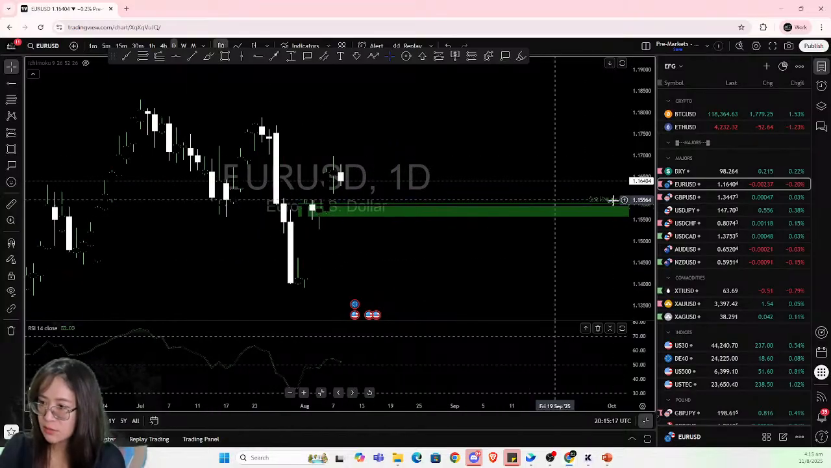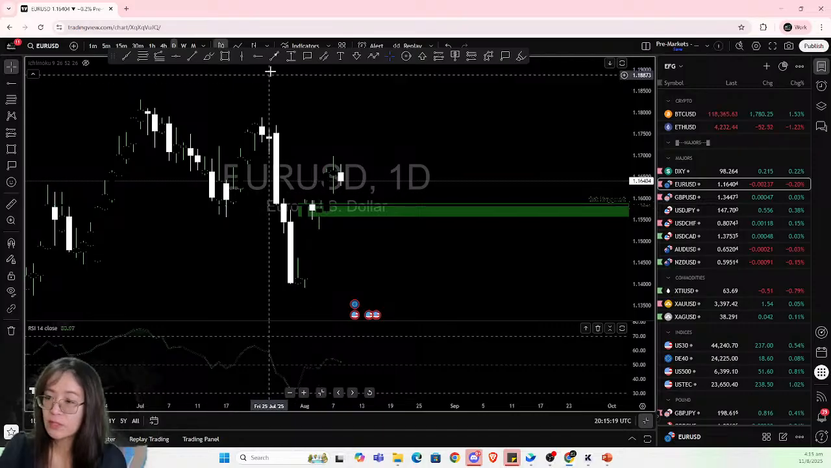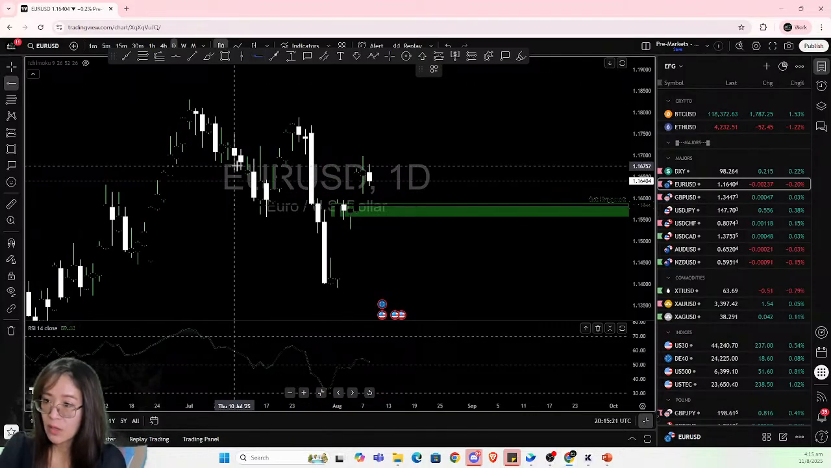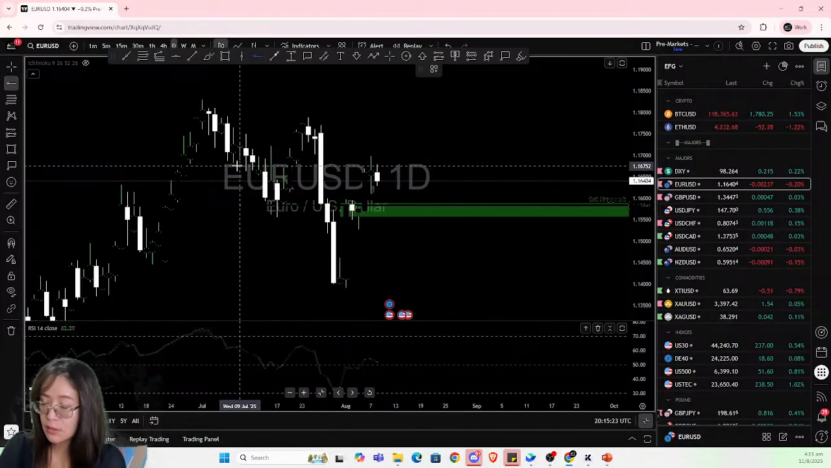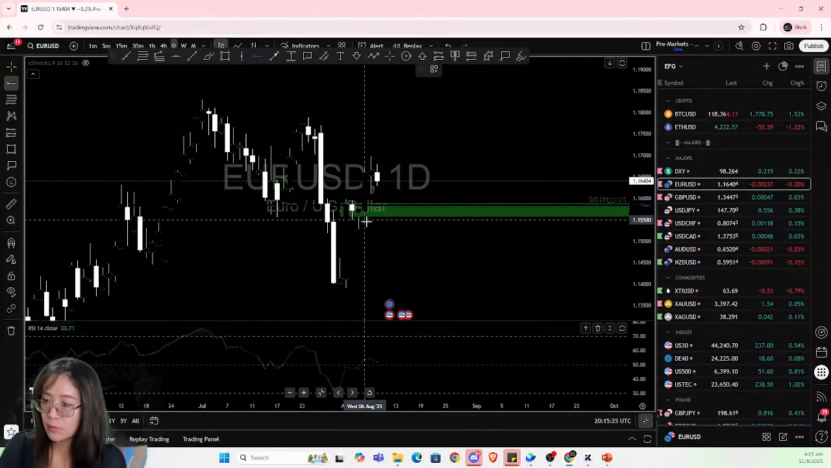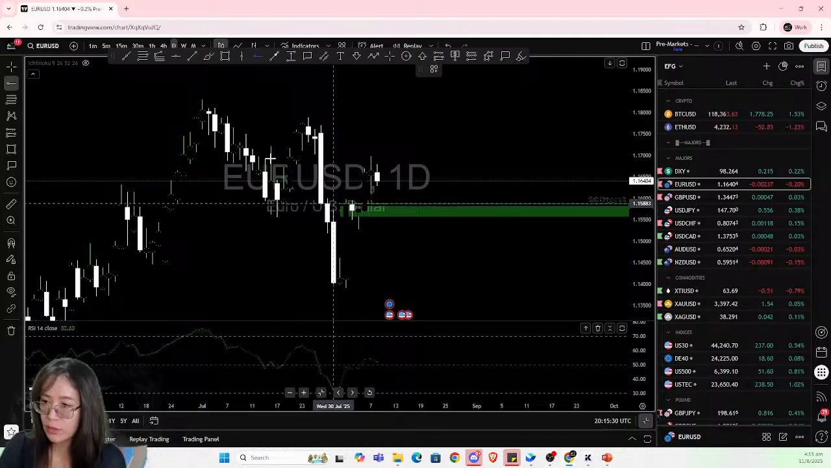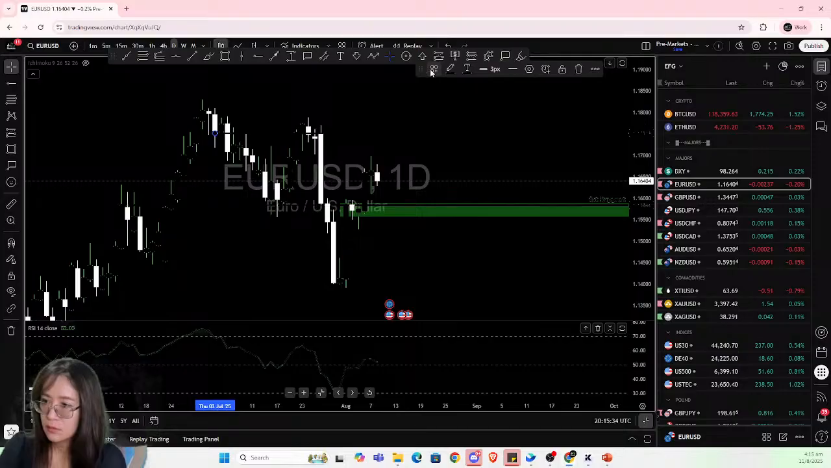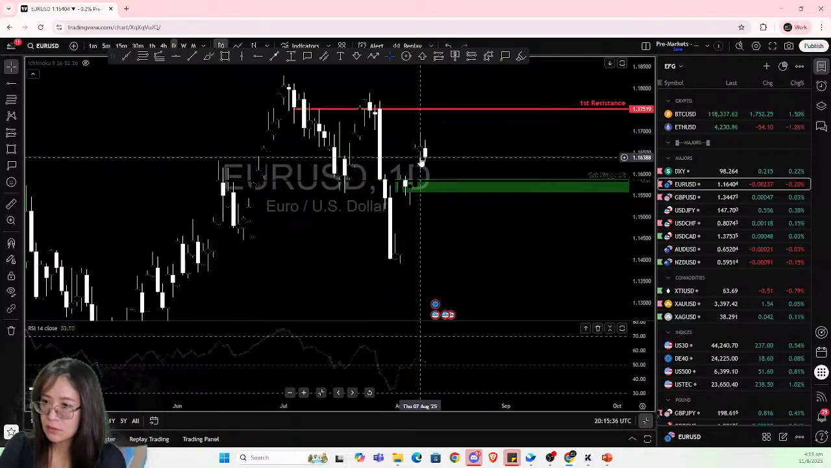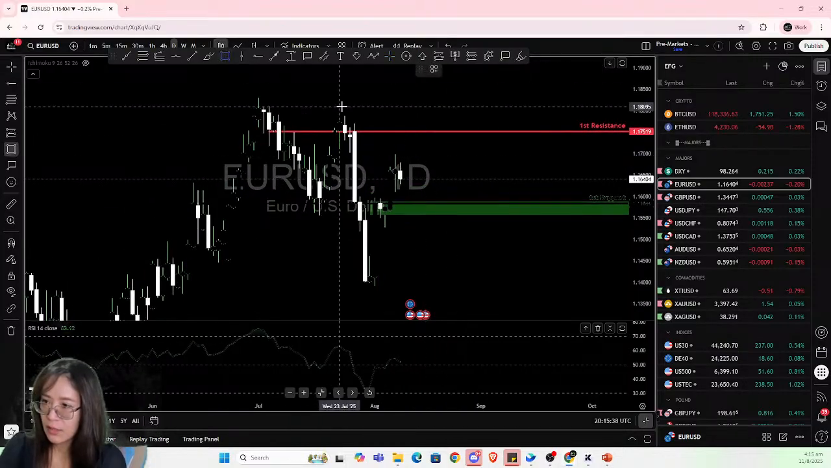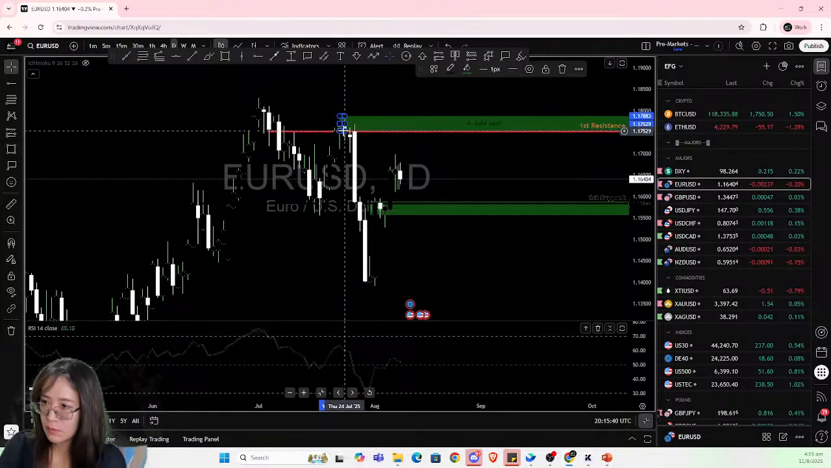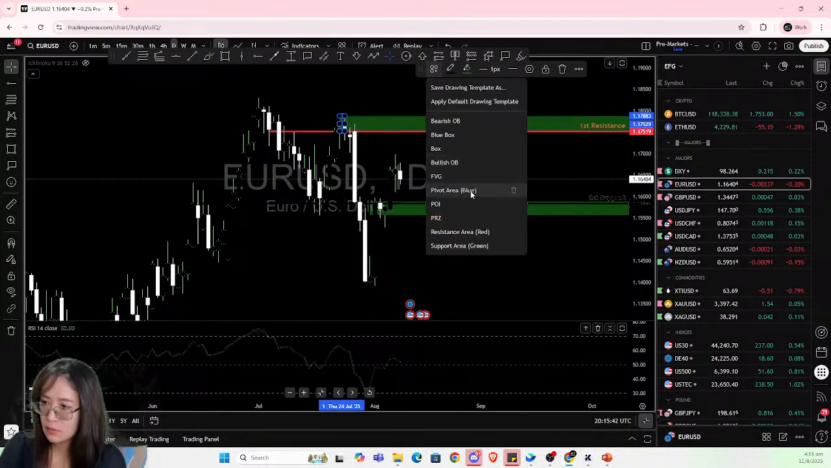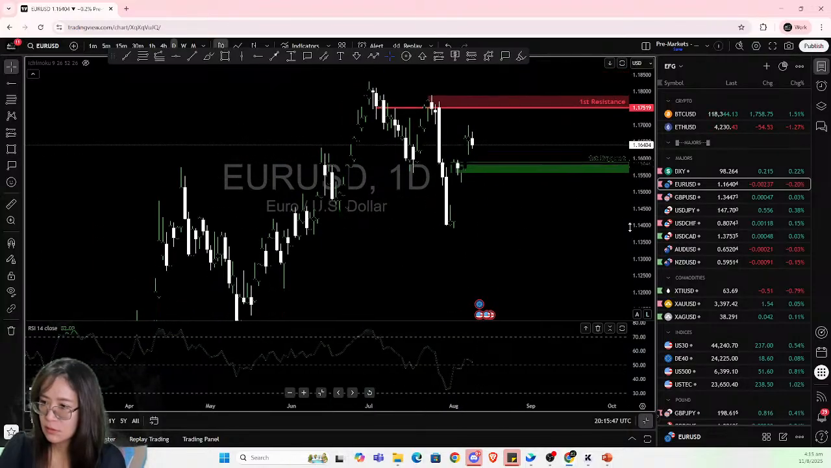Don't forget, if that zone is big, you need to wait for confirmation, unless you want to put a pending order. Okay, the stop loss will be widened, somewhere below the wick or the neck level. This one I would say first resistance. I will highlight this level. It's going to be the resistance now.